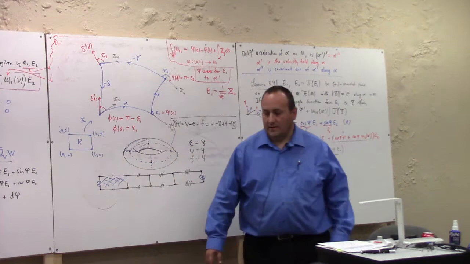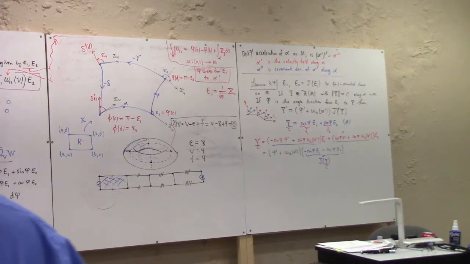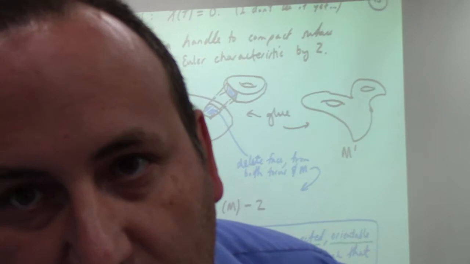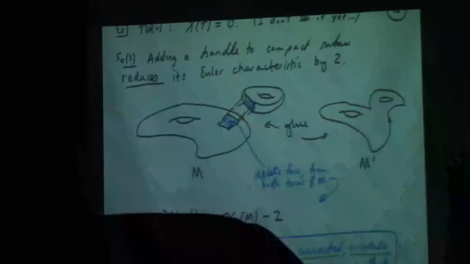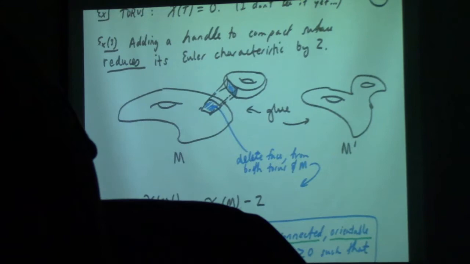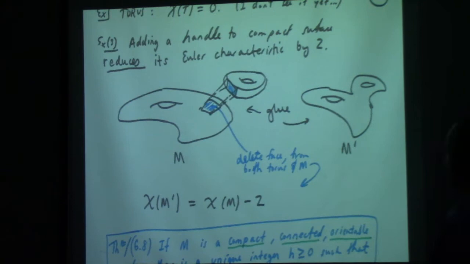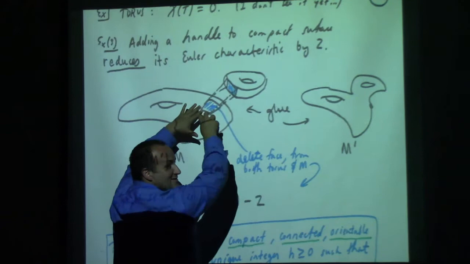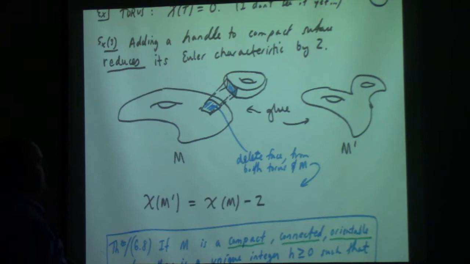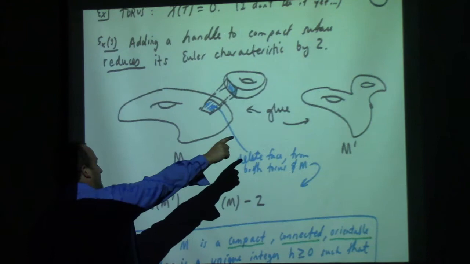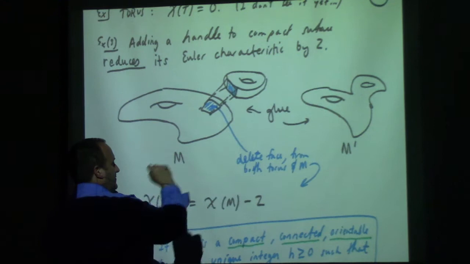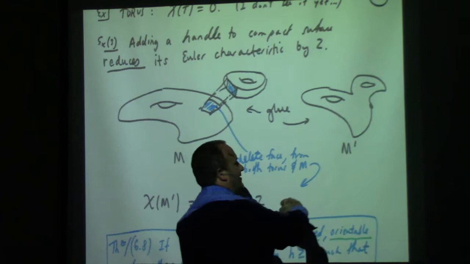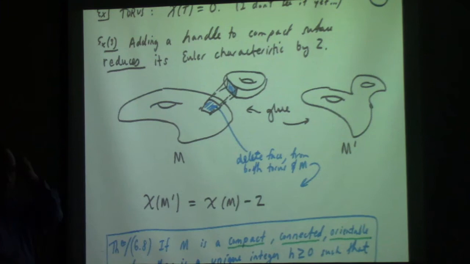Now, one of the things about Euler characteristic is there's a pretty nice arithmetic for it, if you will. If you take a surface and you glue a donut onto it like that, it modifies the Euler characteristic in a pretty well-defined way. So the M prime. Let's see here. Which one is which? I think that's M prime. And this is, no, that's M. That's M prime. So if you take M prime and you rip this donut off of it, what happens is you reduce the Euler characteristic by 2.